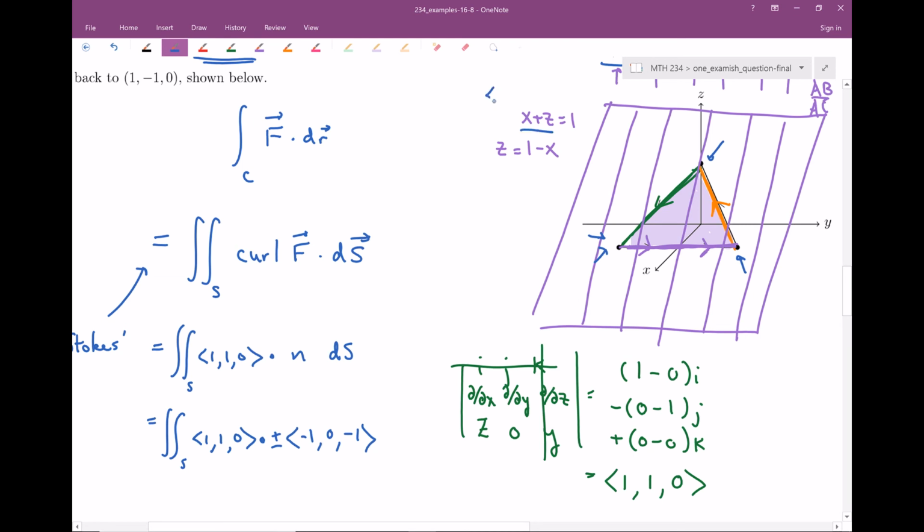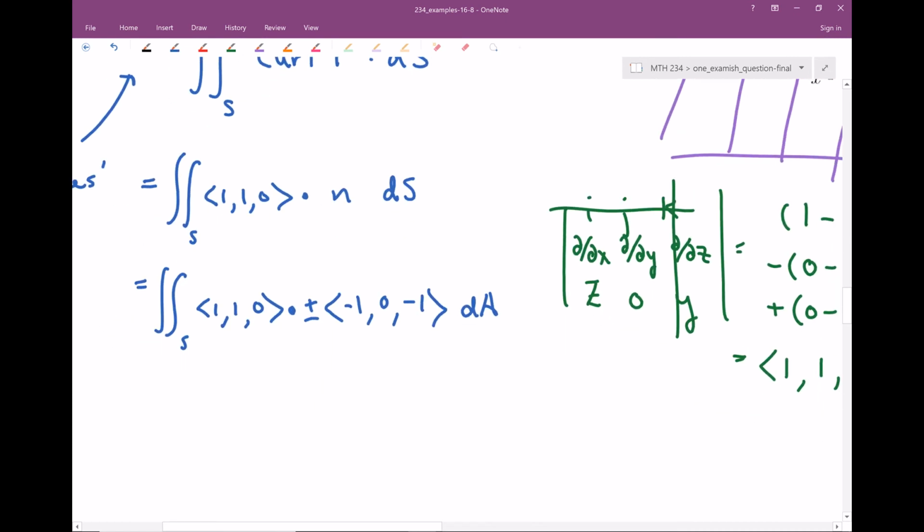Right, over here you would end up getting 1, 0, 1. So you'd just be facing the other direction. Either one works in this case. So, okay, let's go ahead. We have to think a little bit about, should I have the plus or should I have the minus?